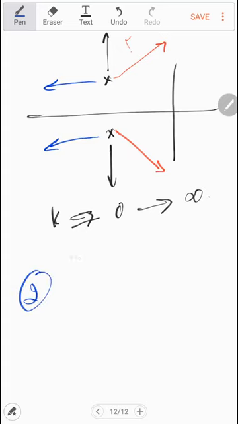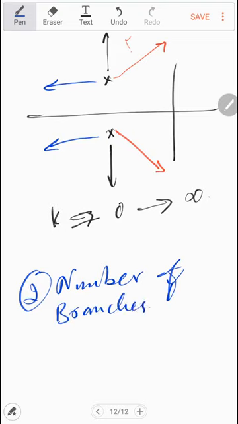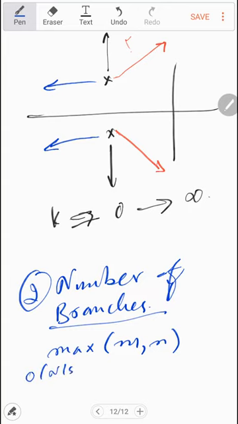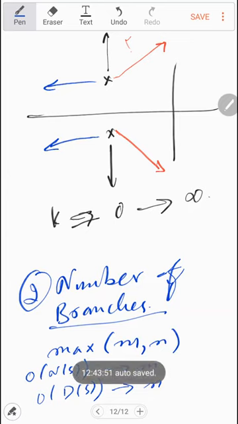Number 2 is the number of branches. The number of branches of the root locus must be equal to the maximum of m and n, where m is the order of the numerator polynomial and n is the order of the denominator polynomial, which you can also say is the number of zeros and the number of poles. So whichever is the maximum, the number of branches will be equal to the maximum.